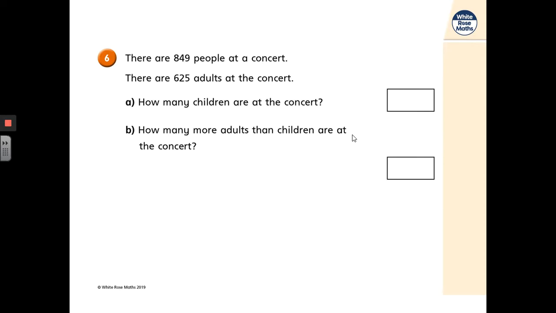So what's the difference between adults and children? How many more are there? Think about how you would work that one out. So you know how many adults there are. You should have worked out how many children there are. So what's the difference between those two numbers? Again, you could do a number line, you could do a column subtraction. Either way.